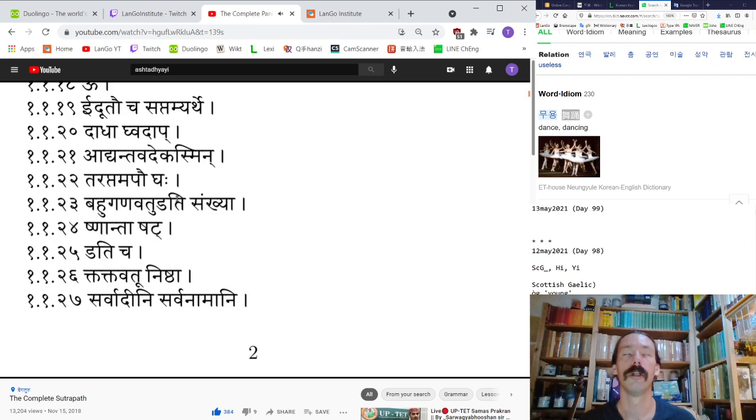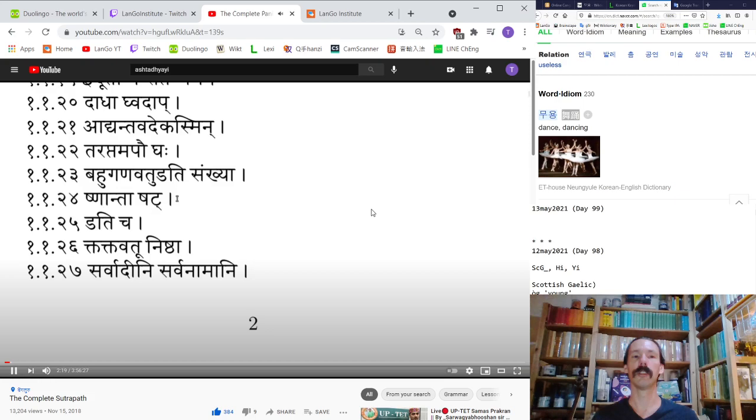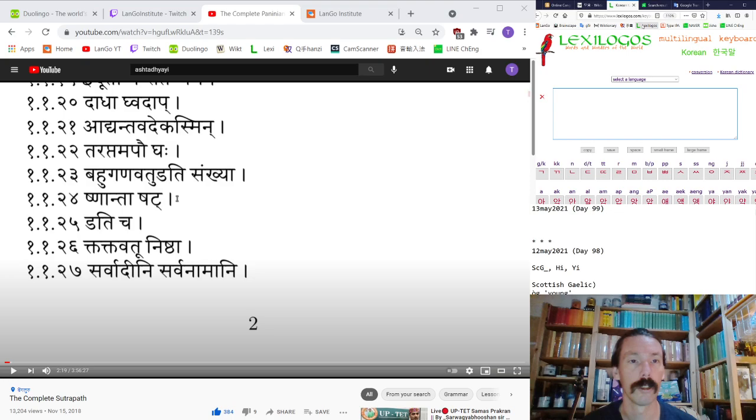Bahugaṇavatuḍati saṅkhyā ṣṇāntā ṣaṭ. That was the last one we learned. Ṣṇānta ṣaṭ. So let's type it out. No clusters in this sutra. Pretty simple. Good.